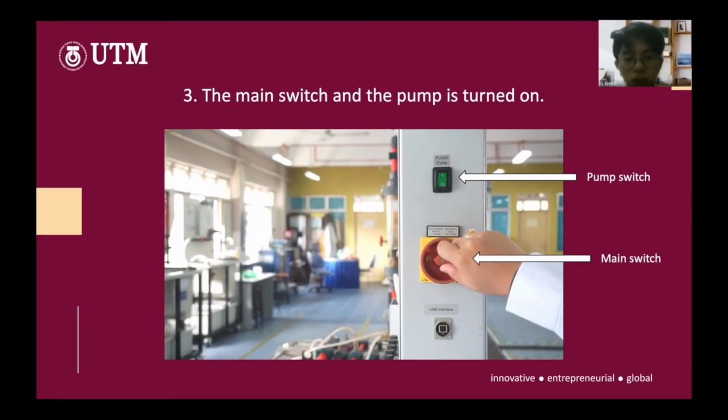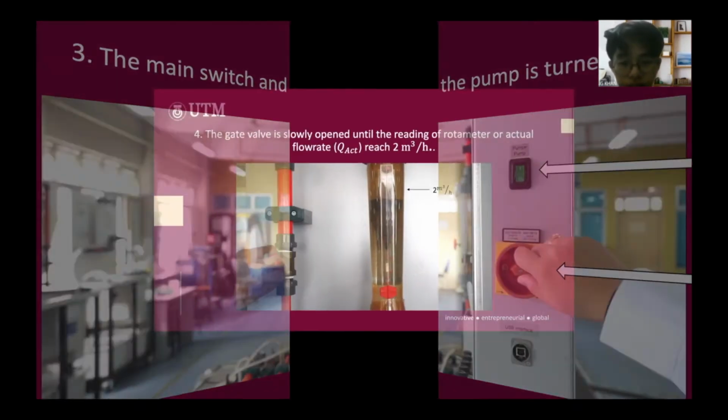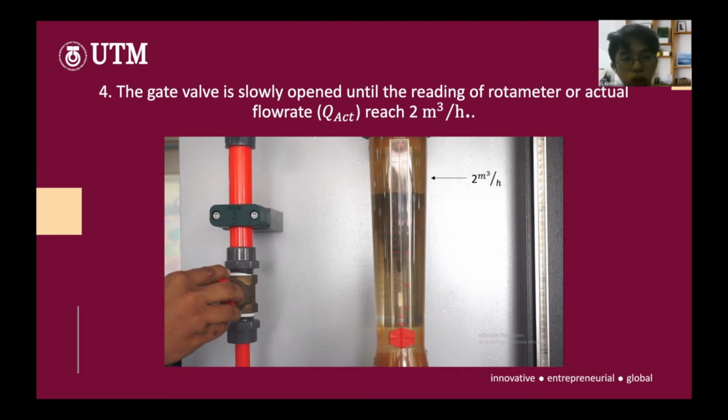So this is the third step. The main switch and the pump are turned on. The green button above is the pump switch, and the red one is the main switch. After that, the gate valve is slowly opened until the reading of the rotameter, or the actual flow rate, reaches 2 cubic meters per hour.